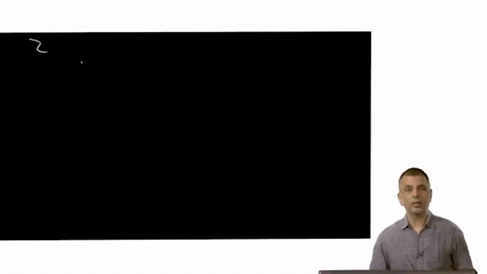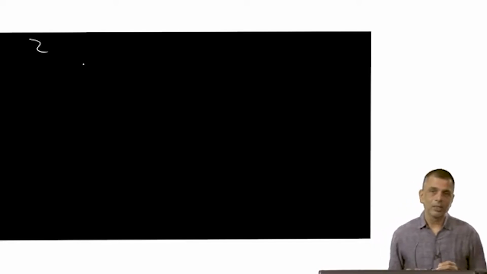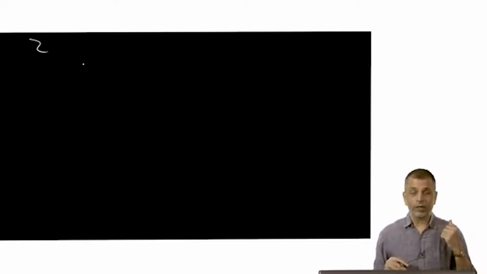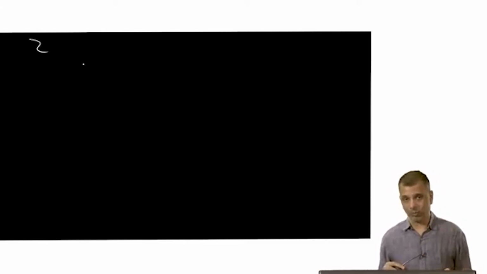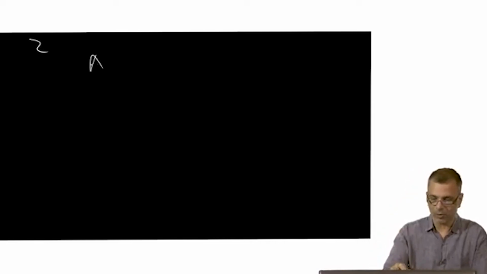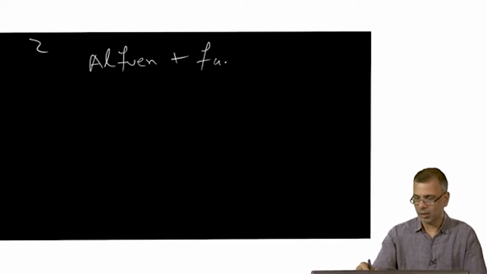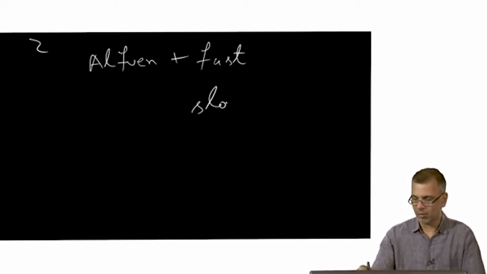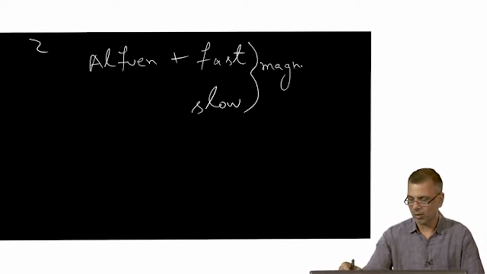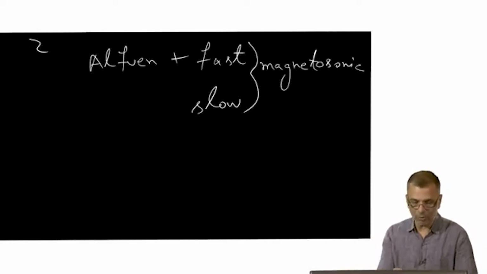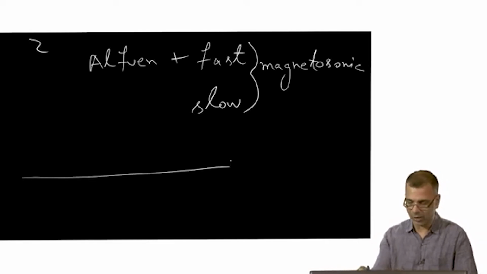So we're here now to wrap up our discussion of Alfvén modes. Well, to be precise, modes in a magnetized plasma, which include Alfvén modes as well as the fast and slow magnetosonic modes. Just to reiterate, the Alfvén mode is very much like a wave on a string.